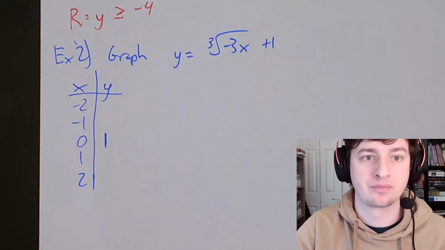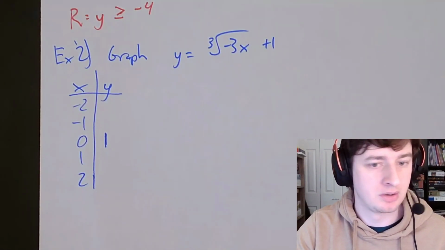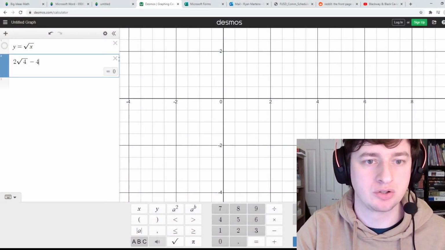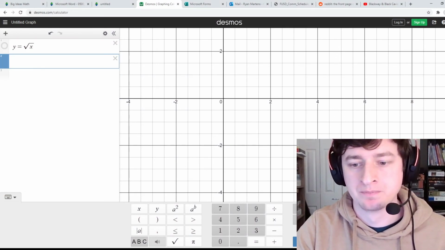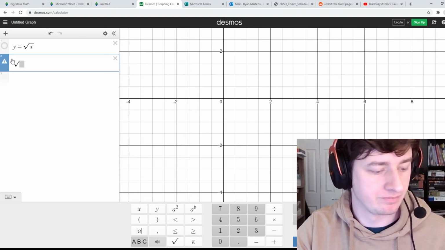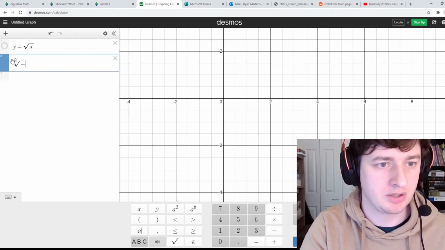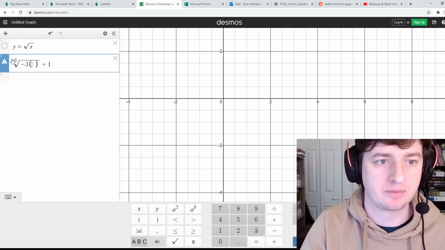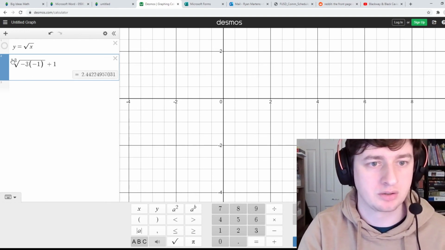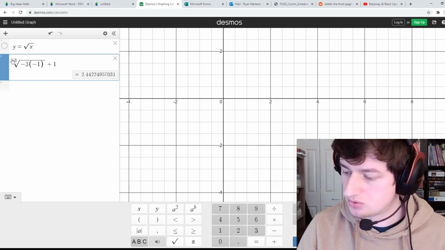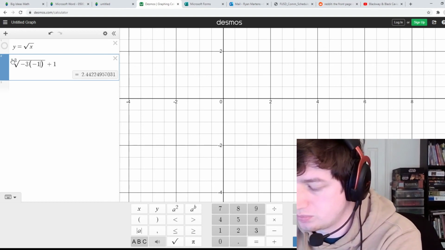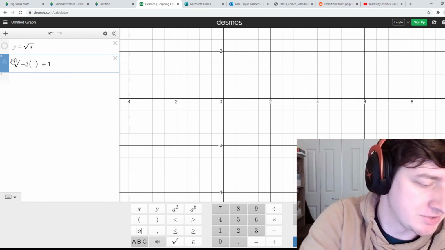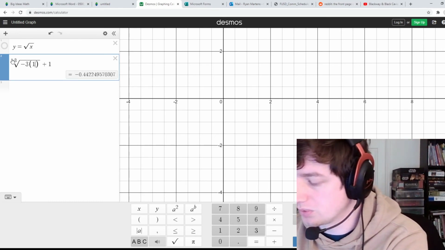Okay, so we would use Desmos for that. It would look like this. We need the cube root function. Cube root, and then it's going to be -3 times our number, and then we have to go outside and we're going to add 1. So if we plug in -1 here, we get a positive number, we get 2.44. If we plug in a positive 1, it should be this, nope, not the same number. Oh, we added 1 to it.